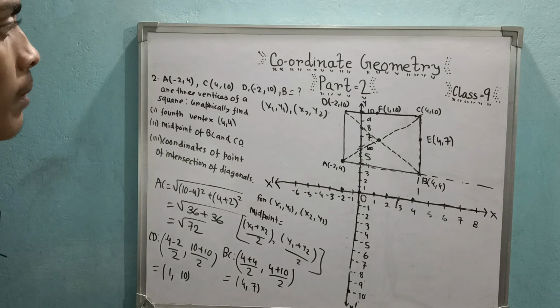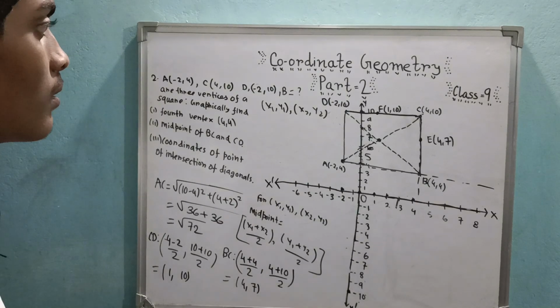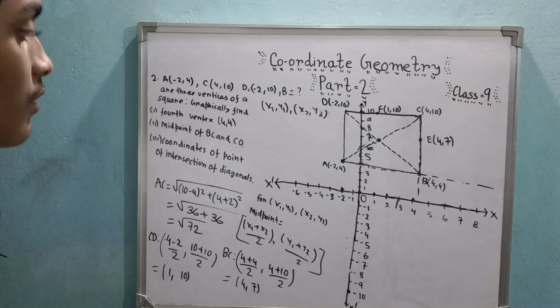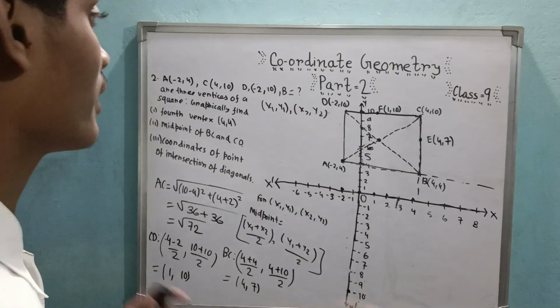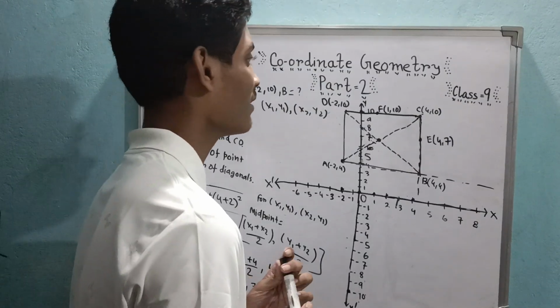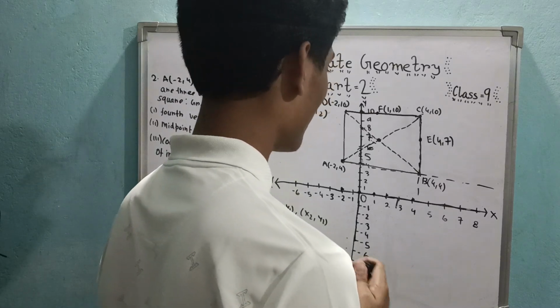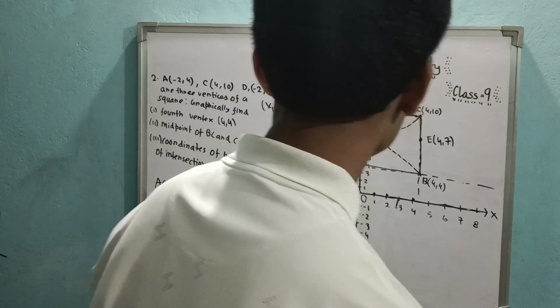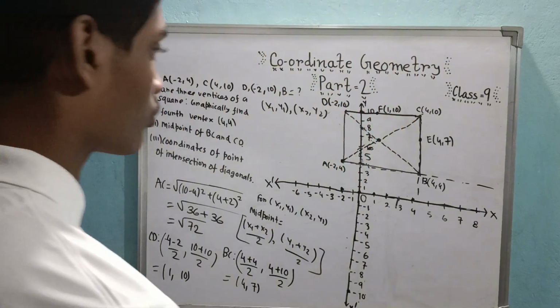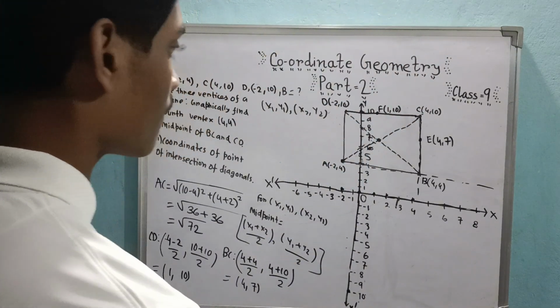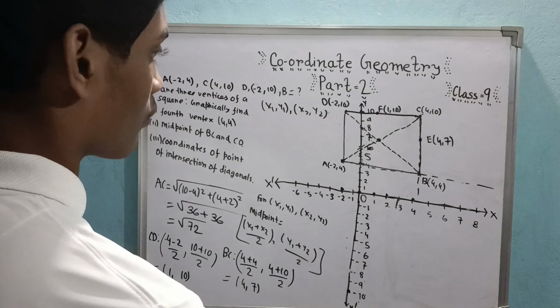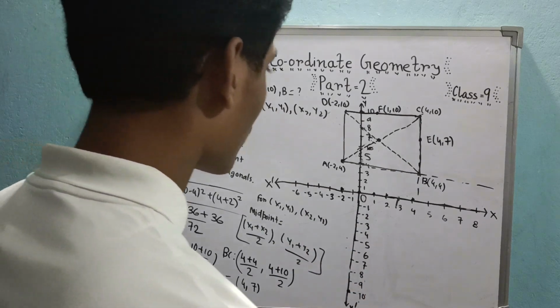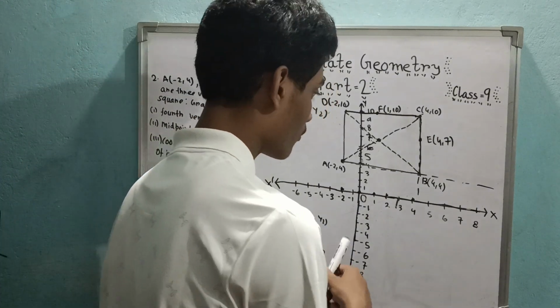CD's midpoint is coming for me 1 comma 10, right? Yes, obviously. Sorry guys, sorry. A big mistake for me. Okay, 1 here and 10. This one, minus 2 plus 4, 2, 2 by 2 is 1, and 4. 1 comma 4.